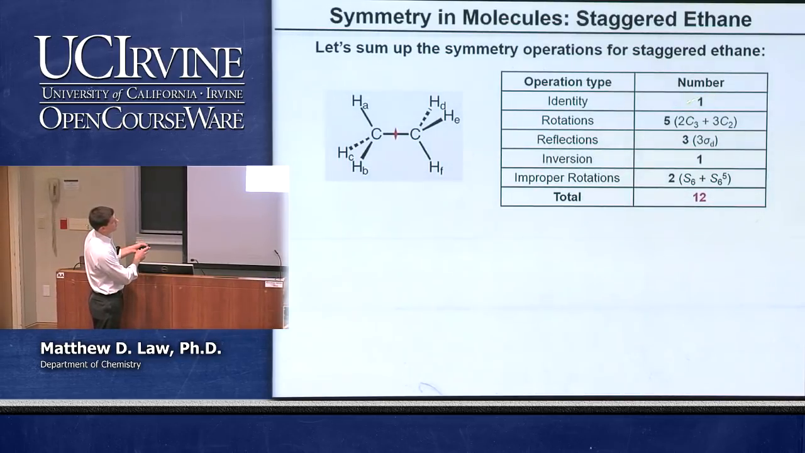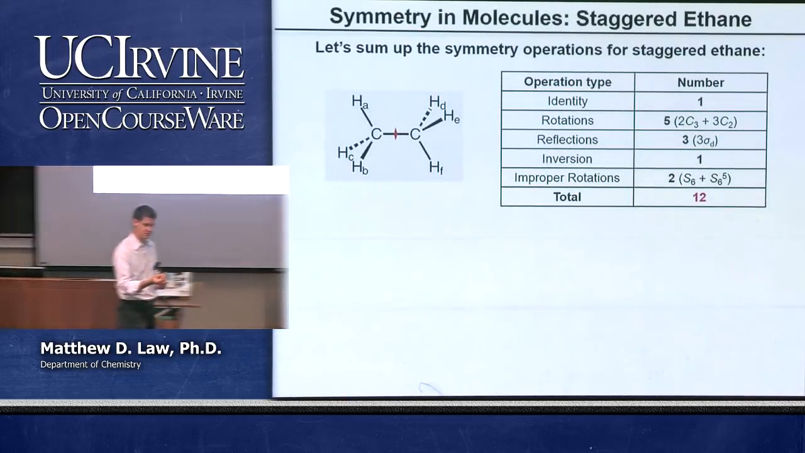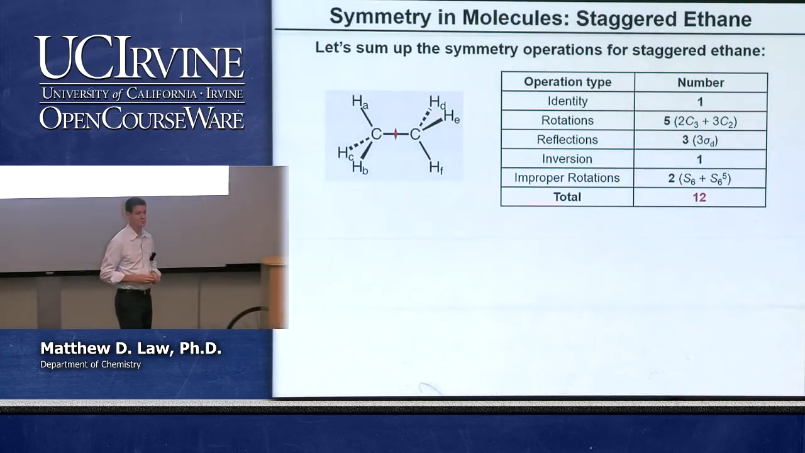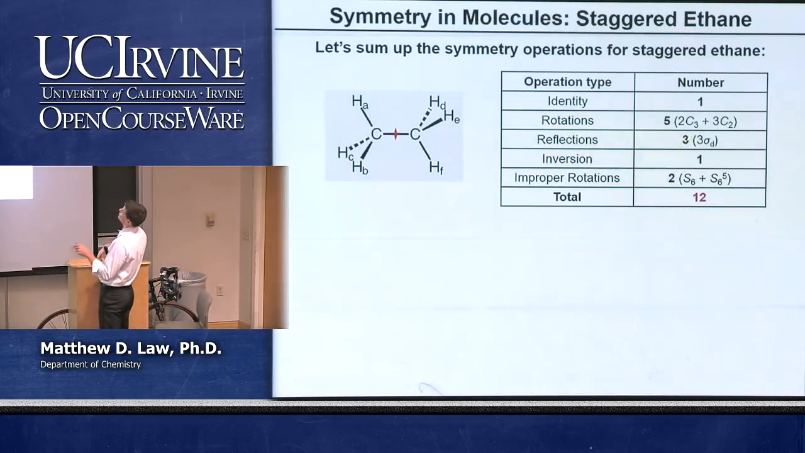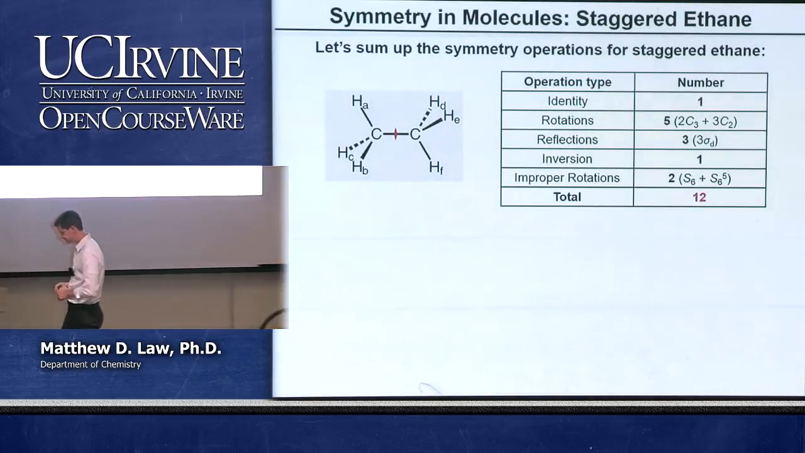We have an identity operation. There's always one for every object. We have 5 individual rotations. 2 of those are C3s, right? The individual C3 and doing it twice. And the other 3 are the perpendicular C2 axes that we described. Okay, so that's 5 total proper rotations that are independent. We have 3 reflections. These are the so-called dihedral reflections. Okay. These are parallel with the C3 axis. We have an inversion. That's 10. And then we have 2 improper rotations giving us 12 total symmetry operations for this particular molecule in this conformation.